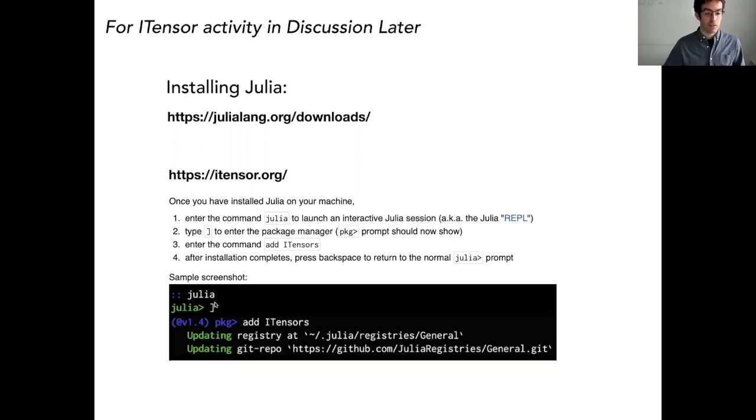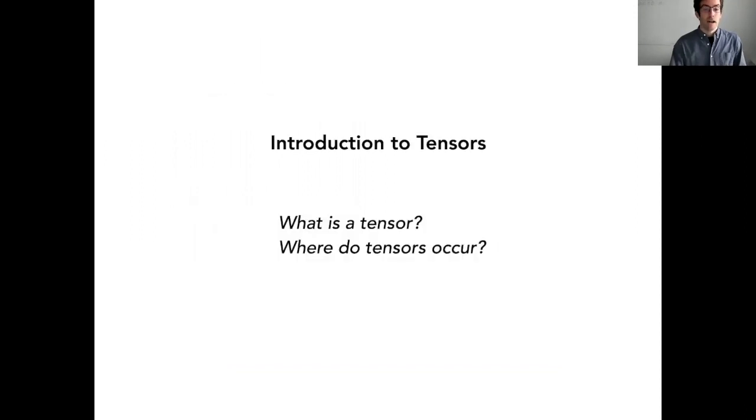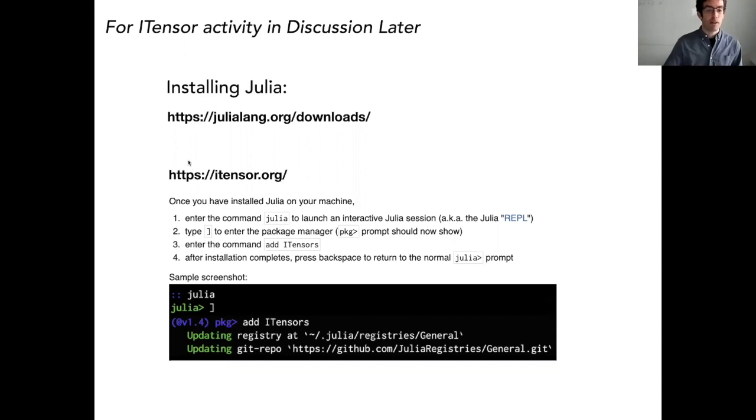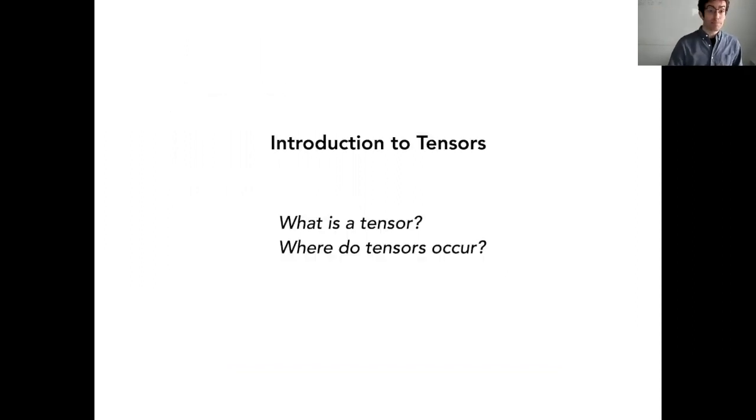You just run the Julia command line program. That's called the REPL in Julia. And then you just hit the right bracket button, which goes into the package manager mode automatically. Then you just type add iTensor, and then you just wait, and it takes about a minute to install. So that installs the iTensor software. That's all you have to do. Okay, so I have to turn away from this slide, but all of this is on itensor.org. So it's right on the front page. If you just go there and scroll about halfway down, you'll see these instructions.